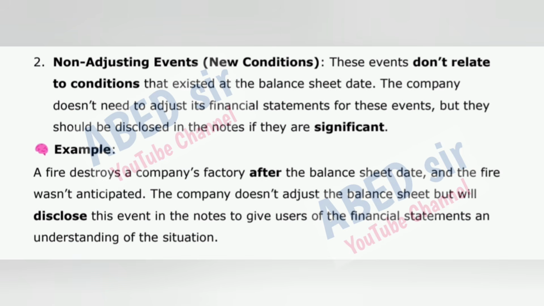2. Non-adjusting events. New conditions. These events don't relate to conditions that existed at the balance sheet date. The company doesn't need to adjust its financial statements for these events, but they should be disclosed in the notes if they are significant. Example: a fire destroys a company's factory after the balance sheet date, and the fire wasn't anticipated. The company doesn't adjust the balance sheet but will disclose this event in the notes to give users of the financial statements an understanding of the situation.